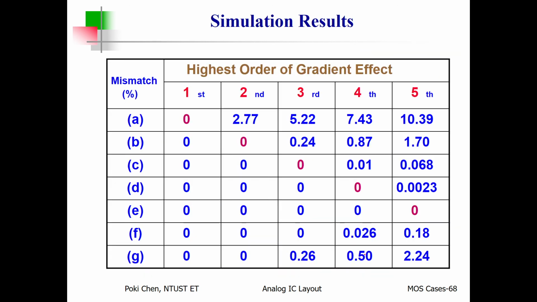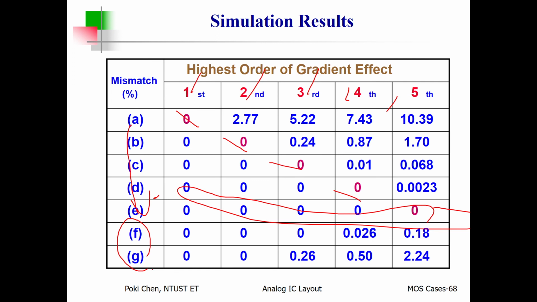All right. But I'm going to show you the simulation results from A, B, C, D all the way to E. You can see, wow. For E, it can cancel not only the first, but the second, the third, the fourth, the fifth. After simulation, you can see all the results become zero for the first order gradient all the way to fifth order. And how about the circular symmetry patterns F and G? You can see for F, it can only cancel up to the third. For G, it can only cancel up to the second order gradient.